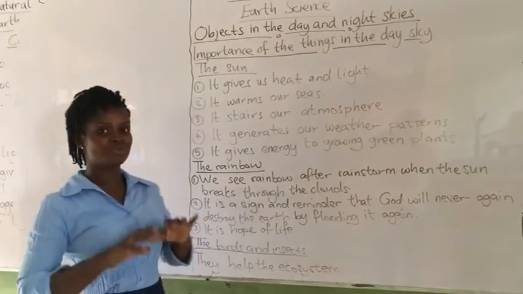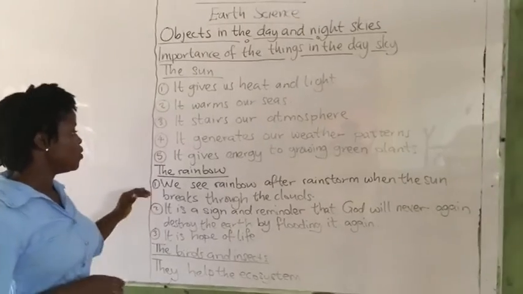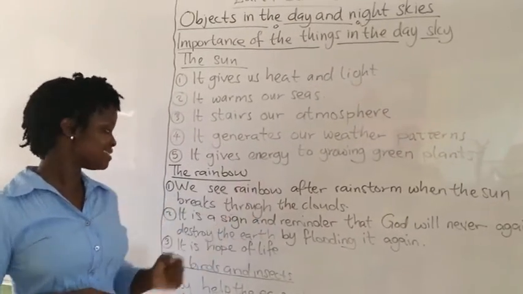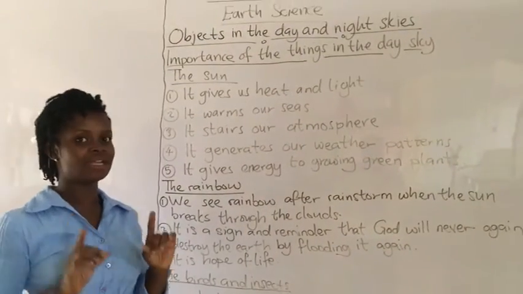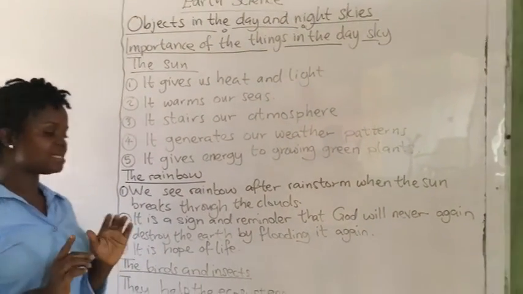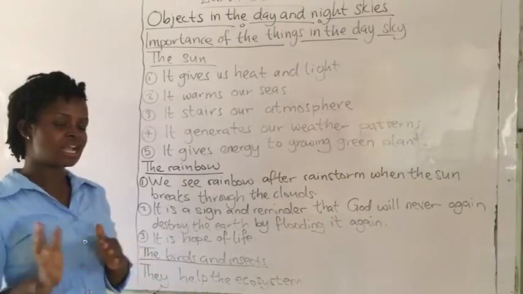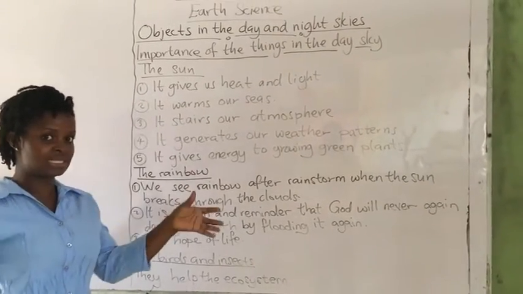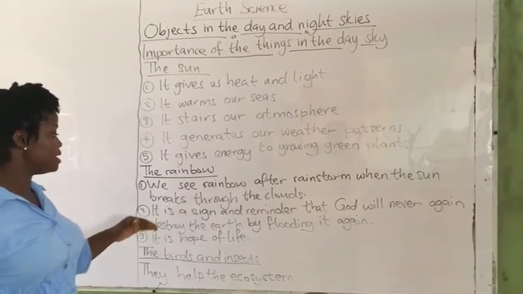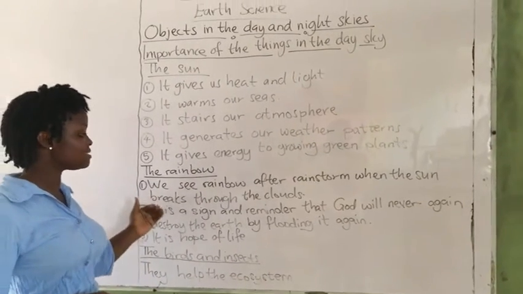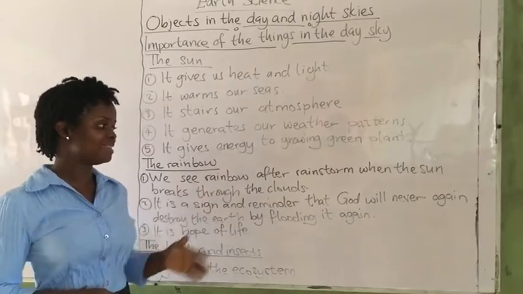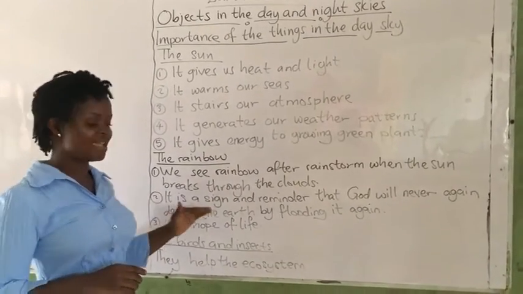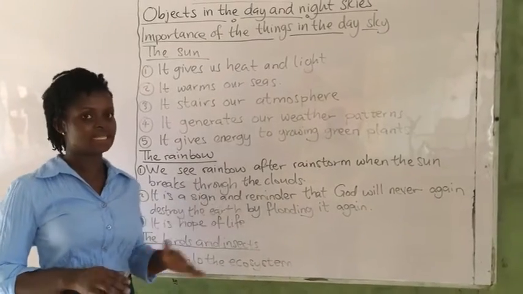Now the next one is rainbow. We see rainbow after rainstorm when the sun breaks through the clouds. Anytime the sun breaks through the clouds, there's a reflection, and that brings out those colors that we see as rainbow. The second one, it is a sign and reminder that God will never again destroy the earth by flooding it again.